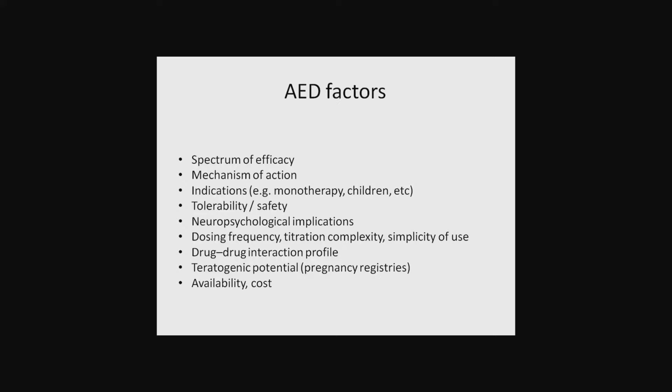Indication is also important. Why are you treating these patients? Tolerability and safety is very important. We have to treat with minimum side effects. So if the patient is not tolerating, then you have to change the drug. Then neuropsychological implications, for example, certain drugs may cause hyperactivity, so you may not use them in school-going children, like phenobarbital, levetiracetam or clobazam. These drugs may cause hyperactivity or problems in learning, so you can avoid this kind of drugs in these patients.